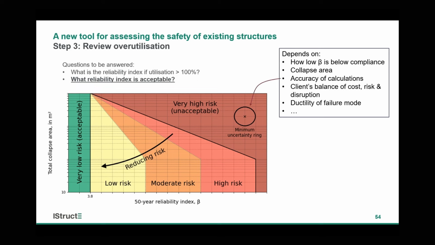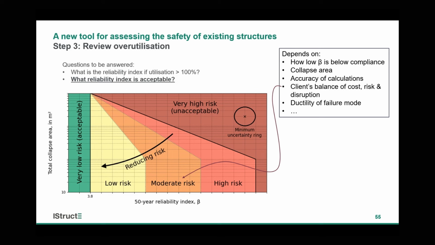Now, another thing we'll want to consider is the actual accuracy of those calculations we've carried out. And in order to inform this, we've provided a suggested, we've called it the minimum uncertainty ring. What this is saying is that all of the calculations we carry out have approximations in them. And this tool is no different. So engineers need to think about how accurate their calculations really are, how much confidence they have in them, and decide once they've plotted their point on this graph based on the reliability index and the collapse area, how certain they are of that.